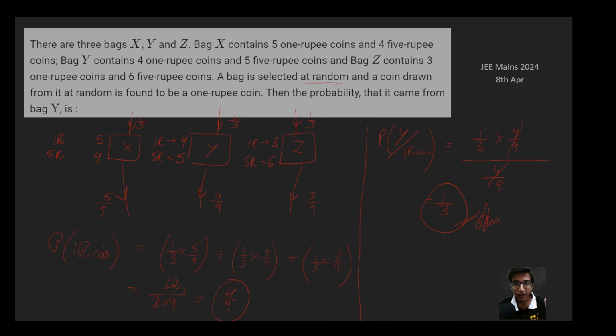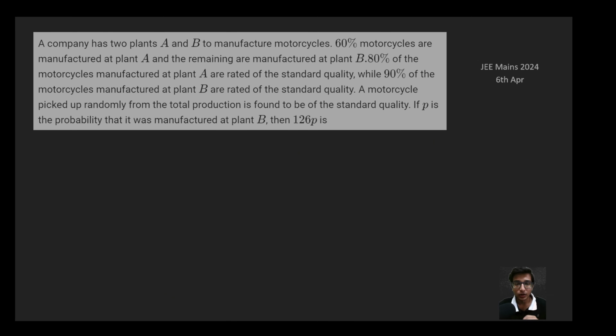The only thing is that you must know how you can apply such type of theorems. Let's look at another question. Again, a question of Bayes' theorem. A company has 2 plants A and B to manufacture motorcycles. 60% are manufactured at A and the rest are manufactured at B.